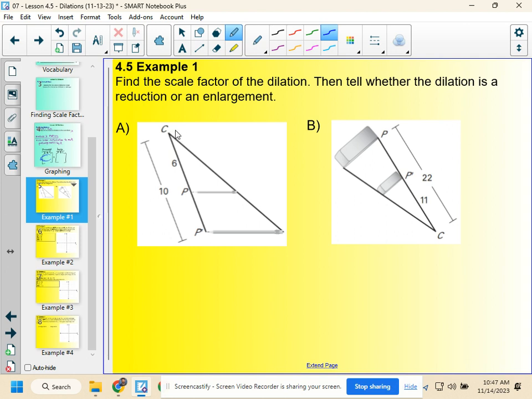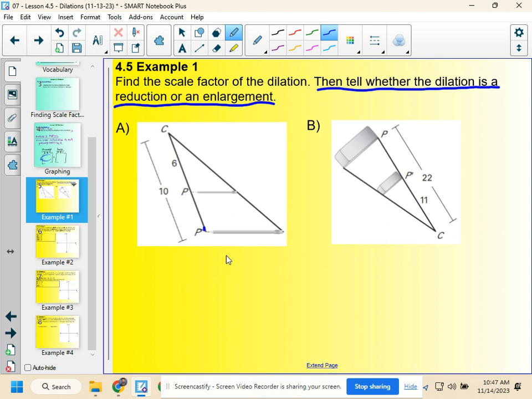Here's what I would do first. Okay, let's actually do this second part first. Tell whether it's a reduction or an enlargement. We're going to do that part first. How do I know that? Now, the part that you maybe are having a tough time seeing is look at these P's right here. This is P. This one is actually, I know it's really tough to tell, that's actually P prime right there.